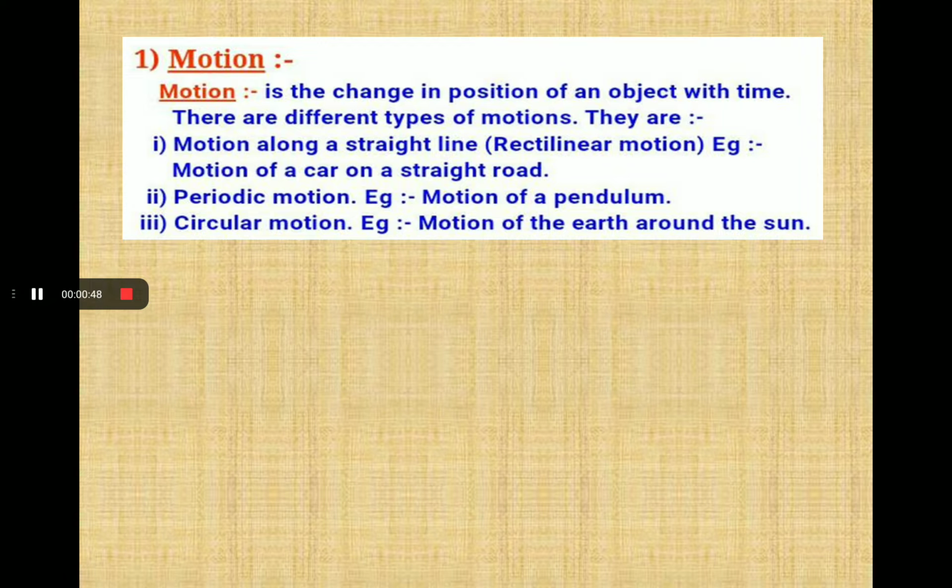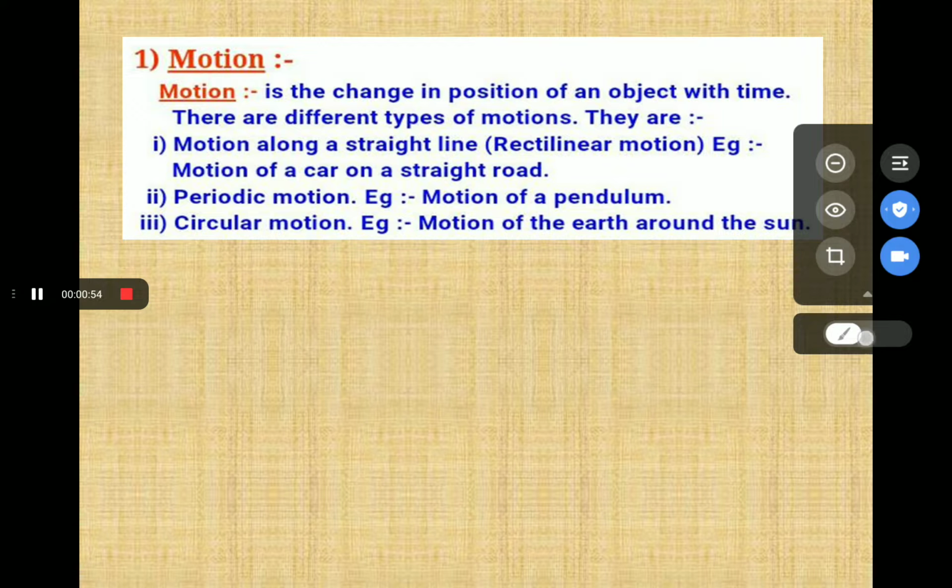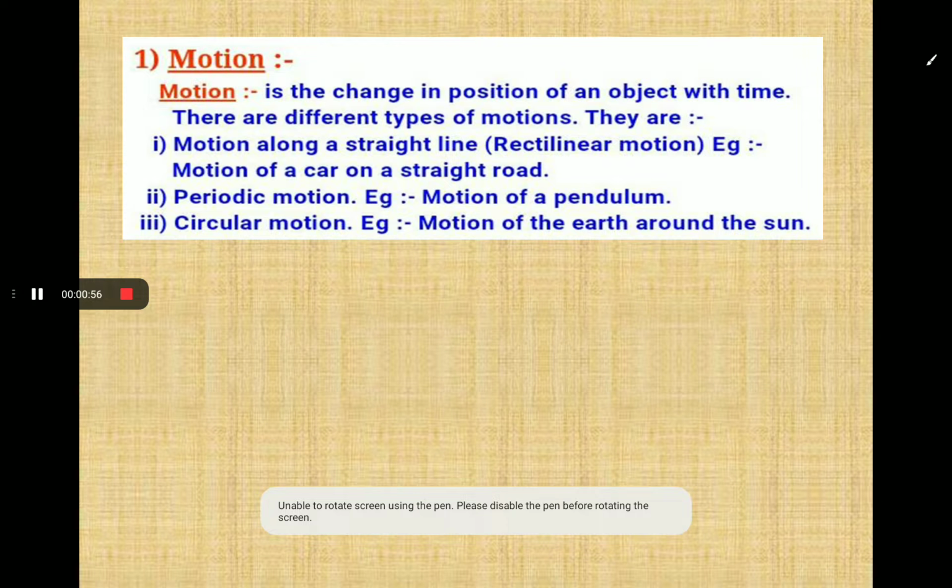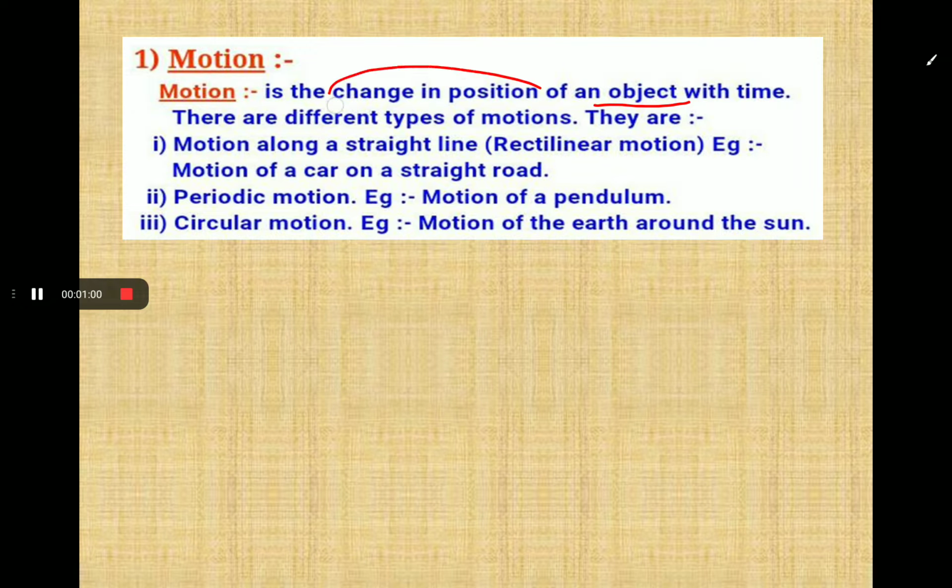But if we have to define the term motion, then how will we define it? When the object changes its position with respect to time, then we say that the object is in motion. You already know it because you already studied it in class 6. Now here are some different types of motion.